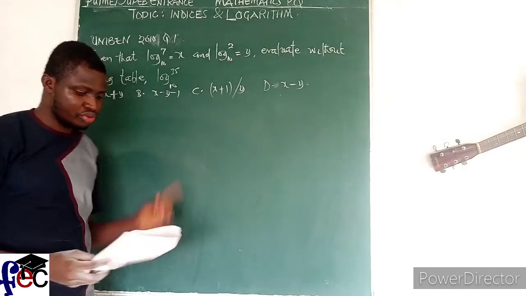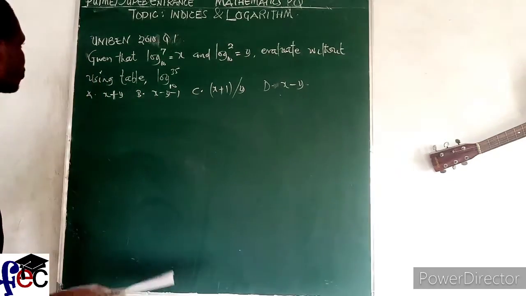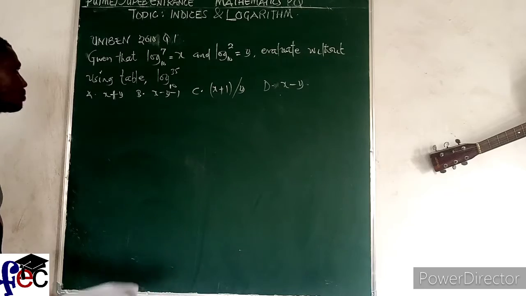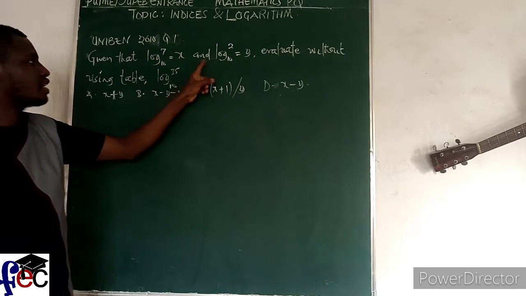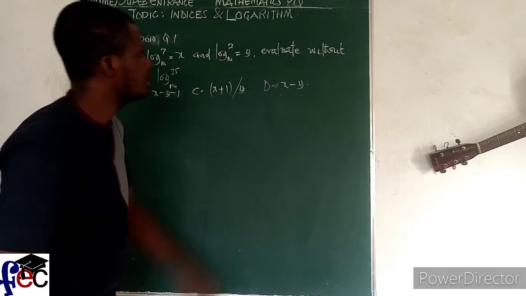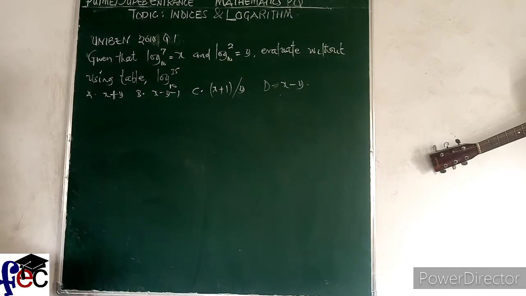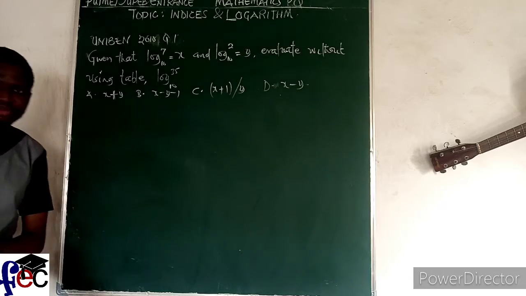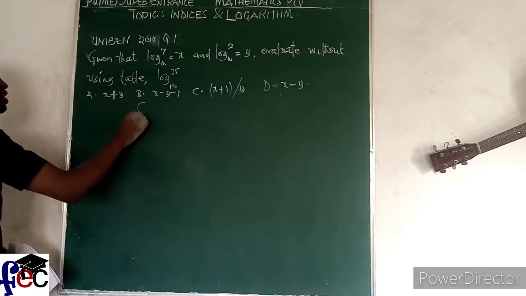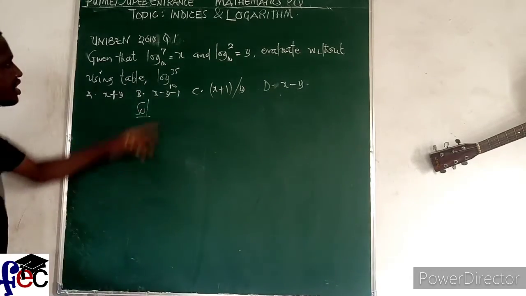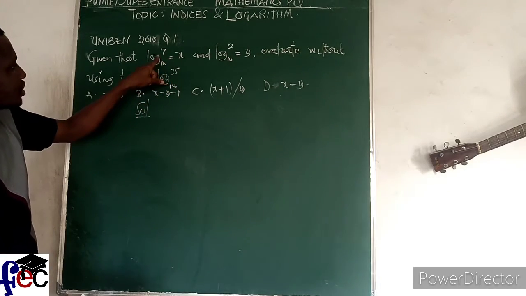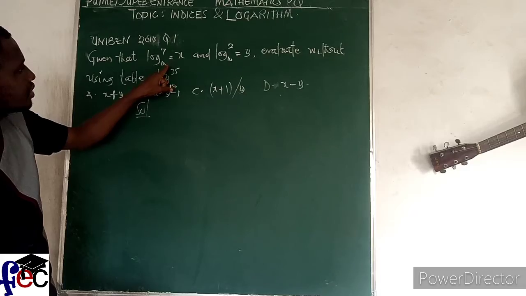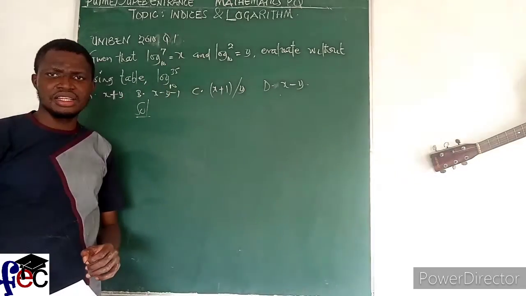Okay. So this is another question, 2010 question 1 from JUPEB. It says given that log 7 base 10 equal to x and log 2 base 10 equal to y, evaluate without using table log 35 base 10. So what do we do from here? Solution. That means that log 35 base 10 can be written in terms of what? Log 7 base 10 and log 2 base 10.